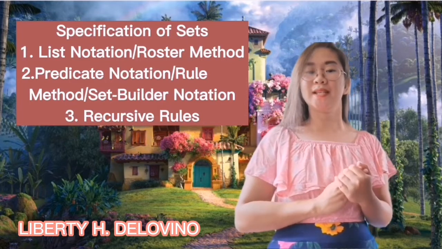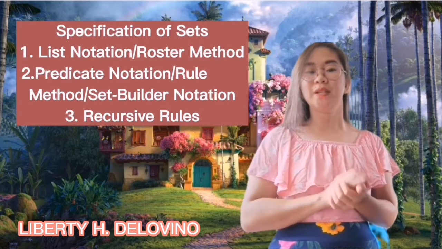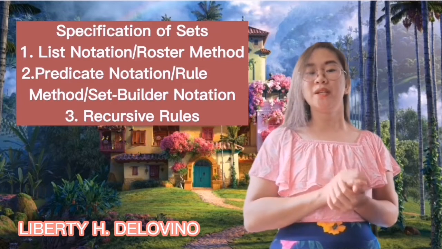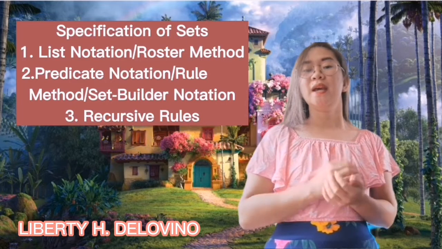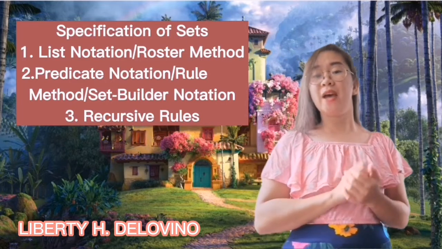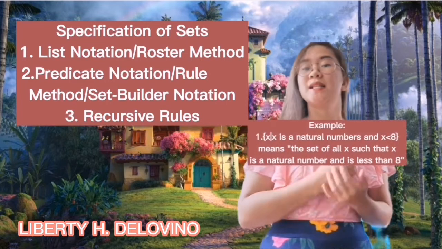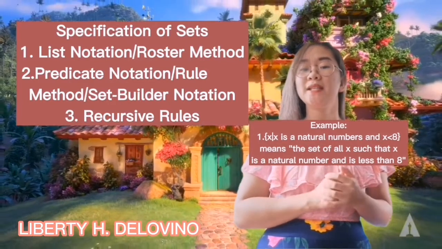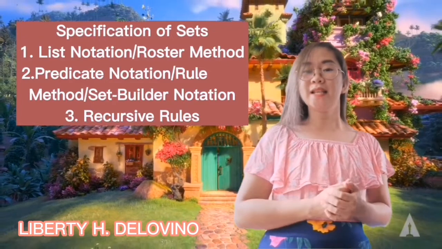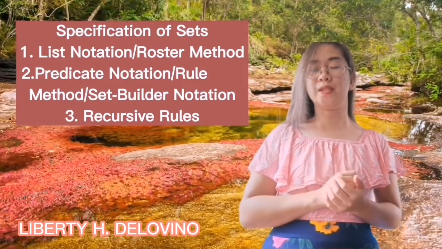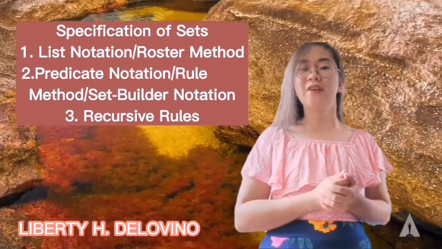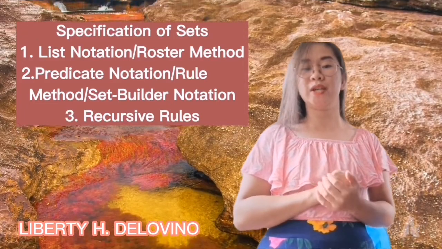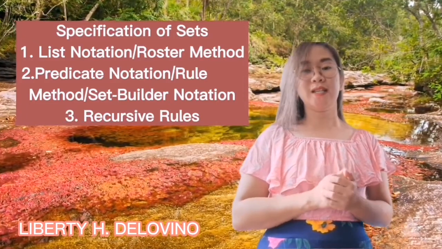The next way is the predicate notation, or rule method, or set builder notation. It states a property of the elements. Example: the set of all x such that x is a natural number and is less than 8. Last is recursive rules. It is a way that defines a set of rules which generates or defines its members.